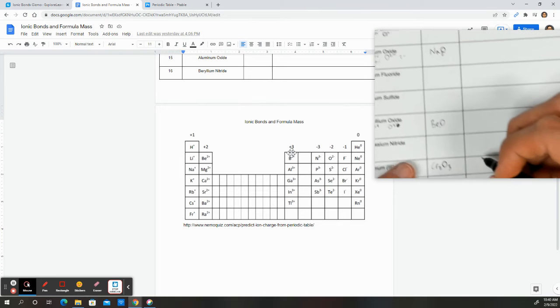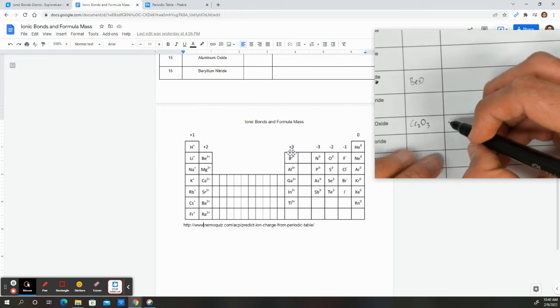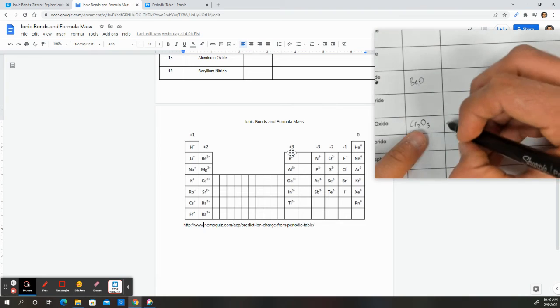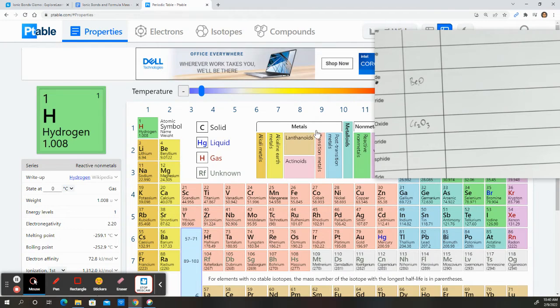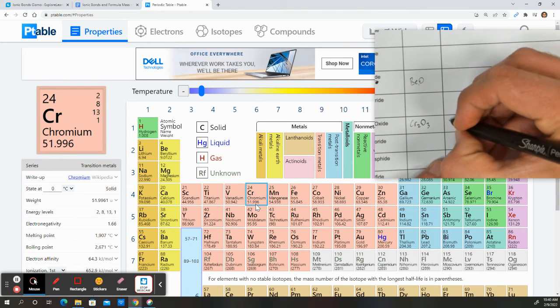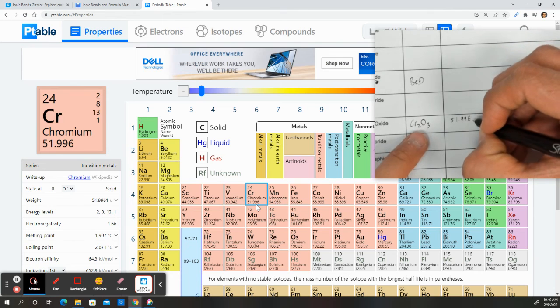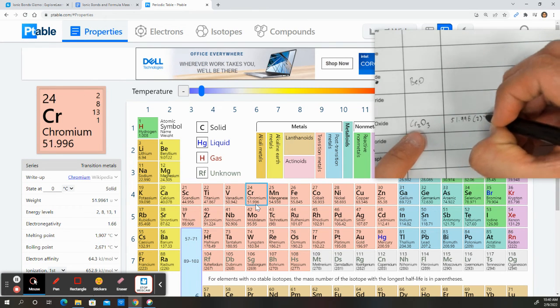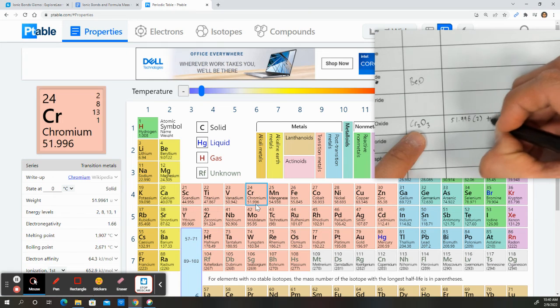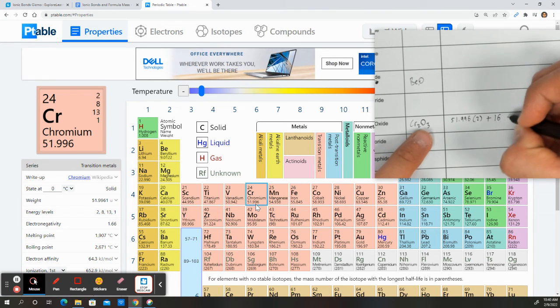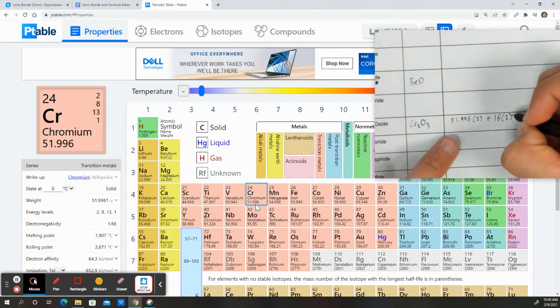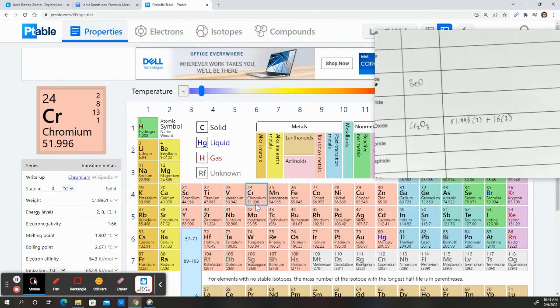And now for the calculation, we'll go ahead and work with chromium 3 oxide. So let's see over here. For the formula mass, we're going to round to the nearest hundredth. So 51.996. Well, in this case, we'll just try it a different way. We'll just write it out. So it'll be 51.996 times 2, because we have 2 chromiums. And then we add the oxygen, but notice we have 3 oxygens, so it's 16 times 3.